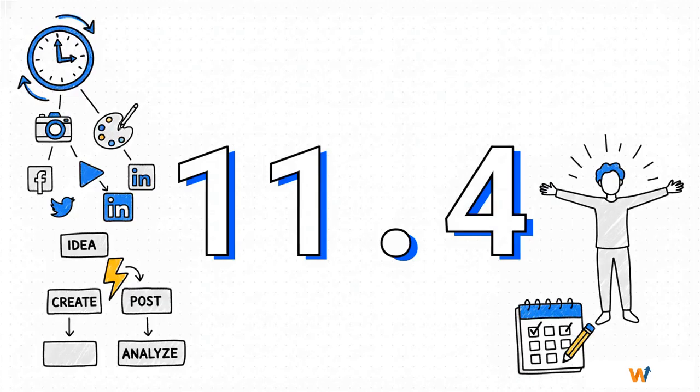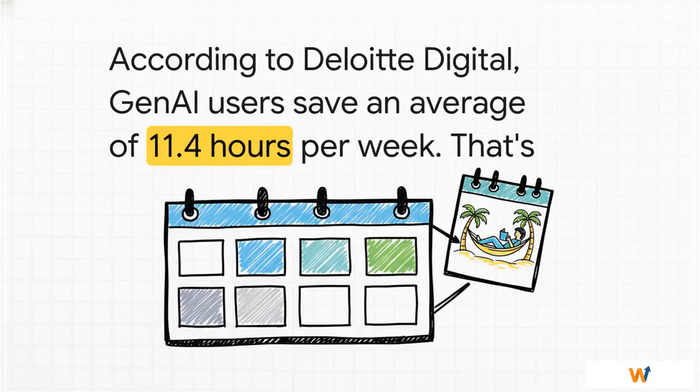Now, this number here is really interesting. It's not just a random figure. It's a measure of the incredible impact a system like this can have on your actual work week. According to research from Deloitte Digital, that's the average number of hours saved per week by professionals who are using generative AI and automation in their content marketing.